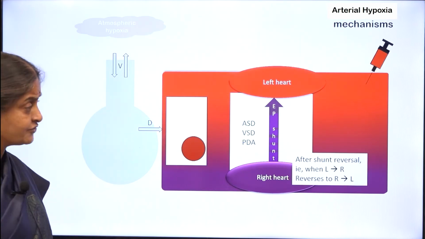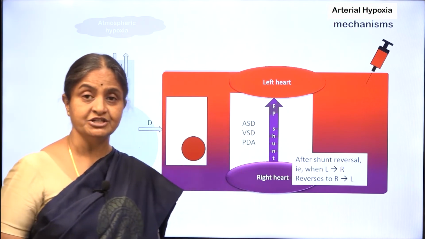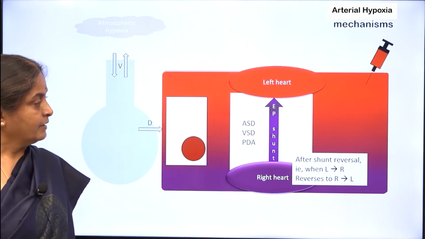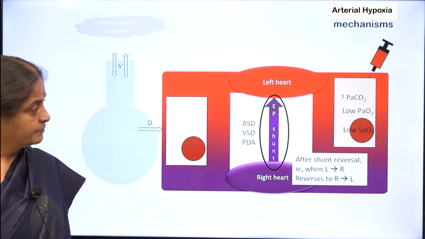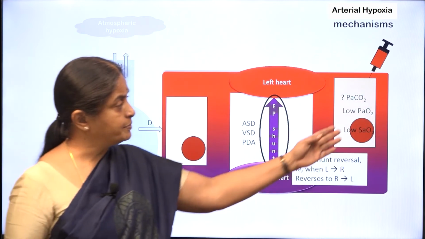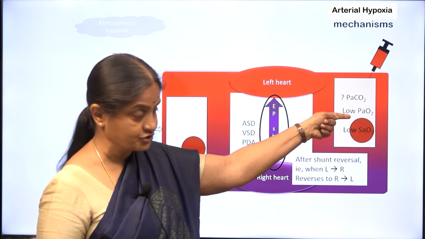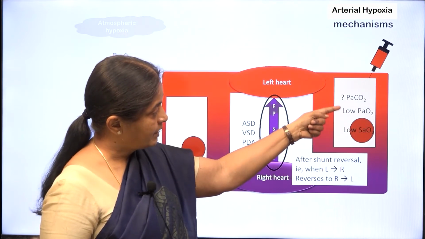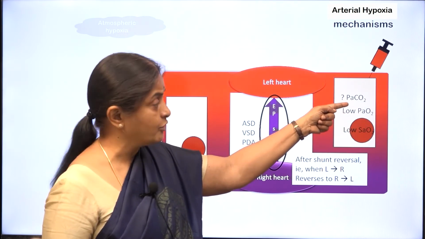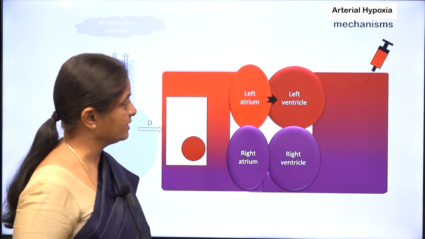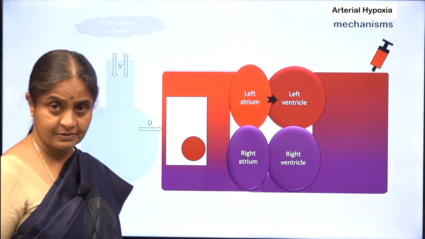Let's look at the last of them, extrapulmonary shunt. Here, a sample taken from the artery will give us a low arterial oxygen. And let's look at what carbon dioxide can be like. I'll slightly change the cartoon.